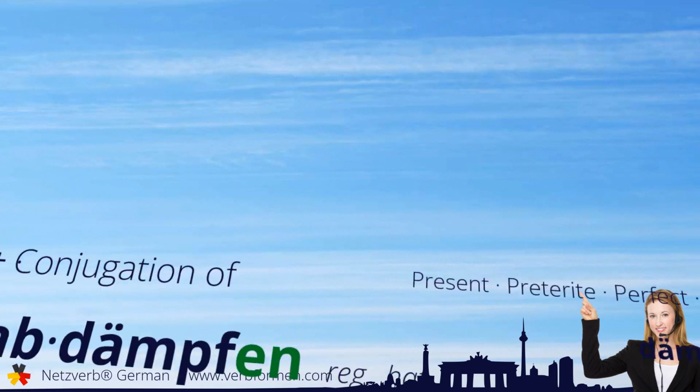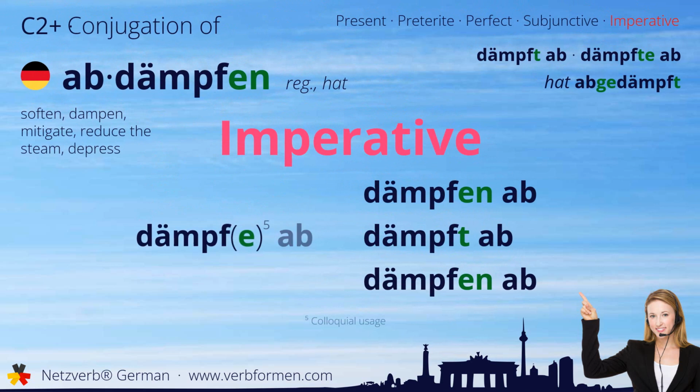And finally, we'll cover the imperative. Dämpfe ab du. Dämpfen ab wir. Dämpft ab ihr. Dämpfen ab sie.